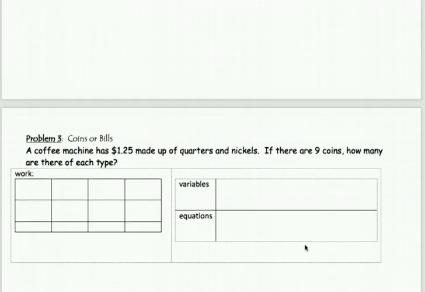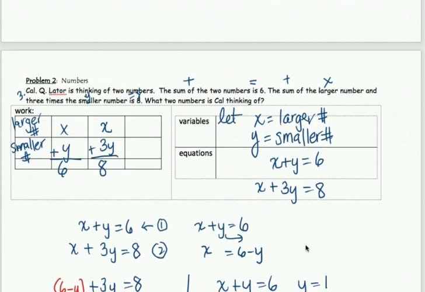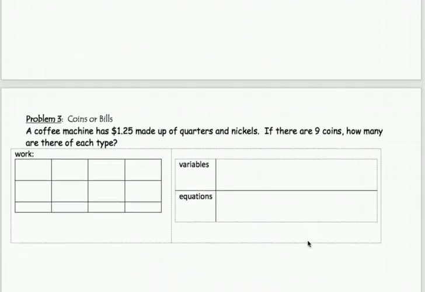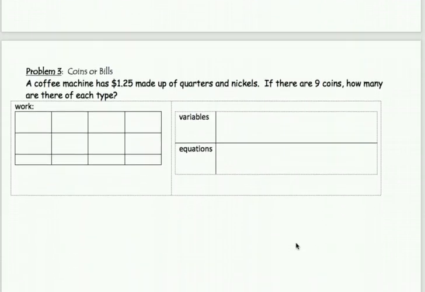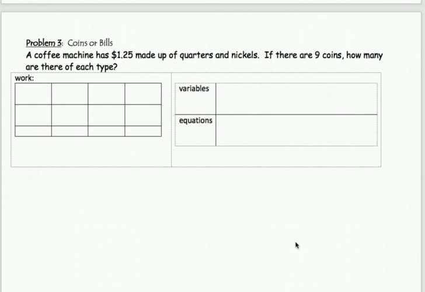So we covered a speed question and a number question, and the other type that we looked at was a money type question. So here we go. We have a coffee machine that has $1.25 in quarters and nickels in it. There are 9 coins. How many are there of each type? So we've got some quarters, some nickels, and feel free to use whatever letters you want here.